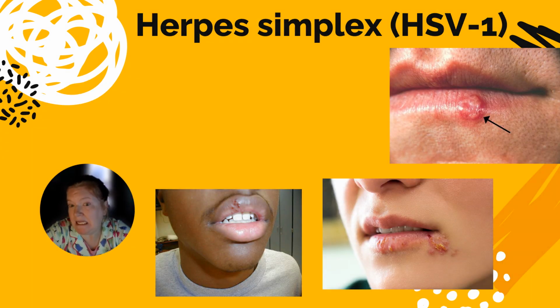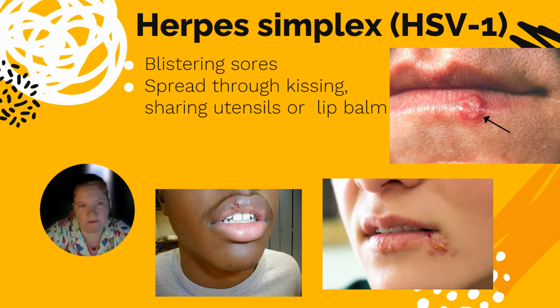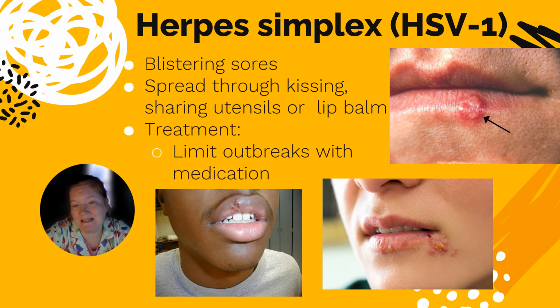Herpes simplex, HSV1, blistering sores. It's spread through kissing, sharing utensils, lip balm. The treatment is really to limit outbreaks with medication. And this can be spread to the genitals. Like, this is technically oral herpes, but it doesn't know it's oral herpes. So it could be spread to the genitals. Okay.